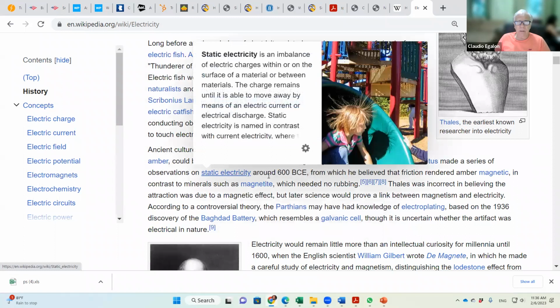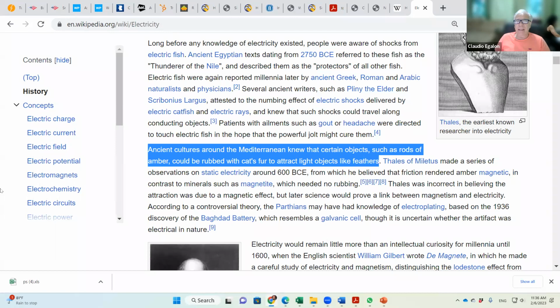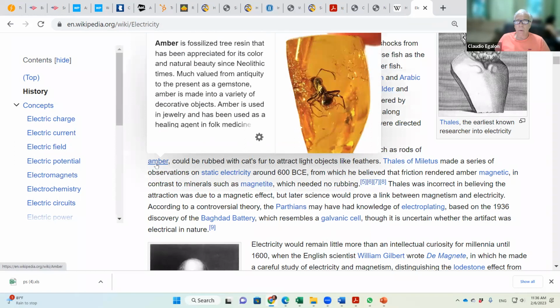See that ancient cultures around the Mediterranean knew that certain objects, such as a rod of amber, could be rubbed with cat fur to attract light objects like feathers. So that's when the experimentation really took place, around 600 BCE. They would get the rods of amber, that yellow material that you saw, okay, which can be used as a glue, and some animals get trapped inside it. See, it's a fossilized tree resin.